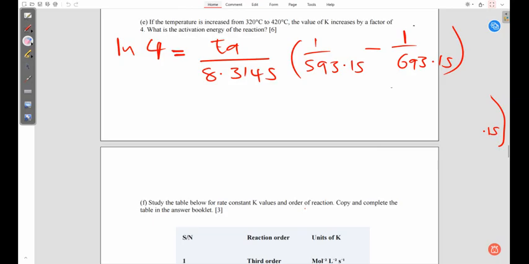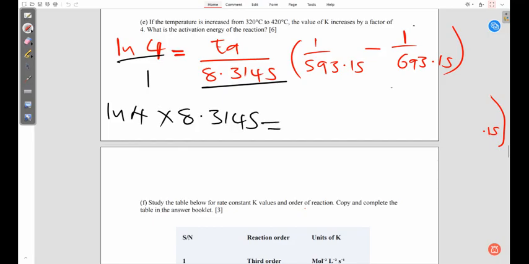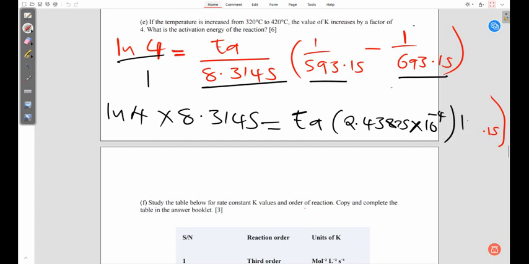Okay, so what do we do? If we cross multiply at this point, what are we going to have? Natural log of 4 will multiply with this part, so we'll have natural log of 4 multiplied by 8.3145, and that is equal to the activation energy times the bracket. When you subtract this and that part, it gives you 2.43225 times 10 to the power negative 4. Of course that's Kelvin negative, actually it becomes K positive.